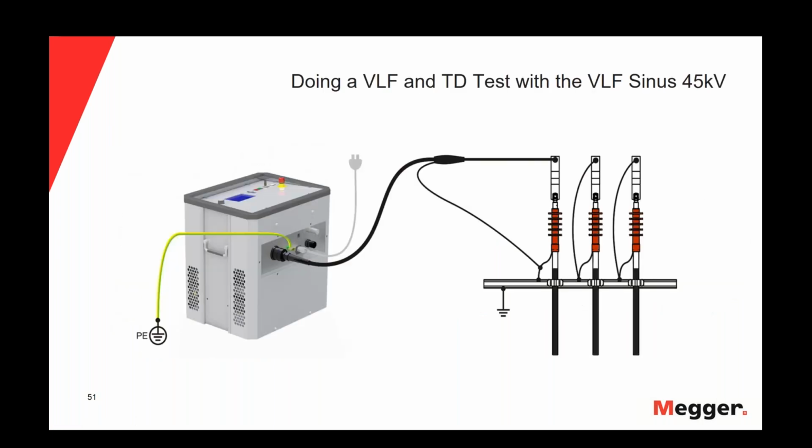And to finish this webinar, I will do a simulation of how we normally do a VLF test and a tan delta test. I will use the VLF sinus 45 kV. The way we connect the unit is, as you see in the picture, first we connect the safety ground, then we connect the test lead of the cable. The first connection is to the concentric or metallic shield of my cable, and then I will connect to the center conductor of the cable, and the last one is the power cord to supply voltage to my VLF.